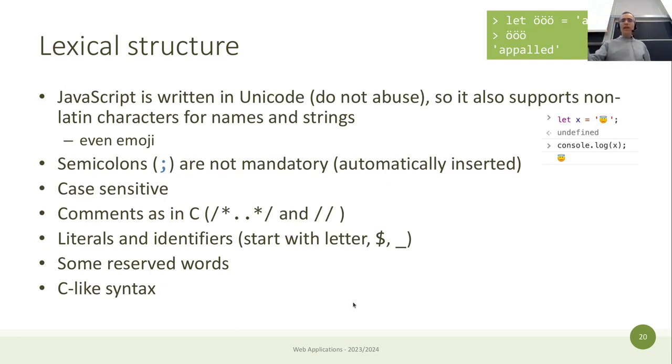So, we've done an introduction to what a JavaScript program is, and then we need to understand just a few things, and then we start maybe doing some examples. JavaScript is written in Unicode, so it's not single characters like C code. JavaScript uses Unicode. Why? Because it comes from the web. But please don't abuse it. So you could, let's say, assign an emoticon to a variable. It's a single Unicode character.